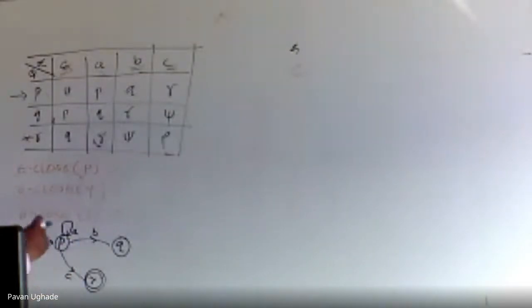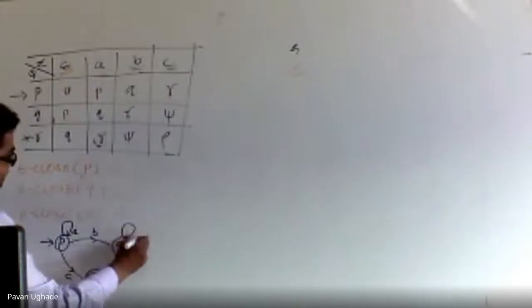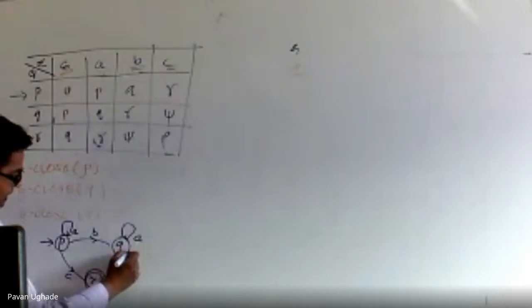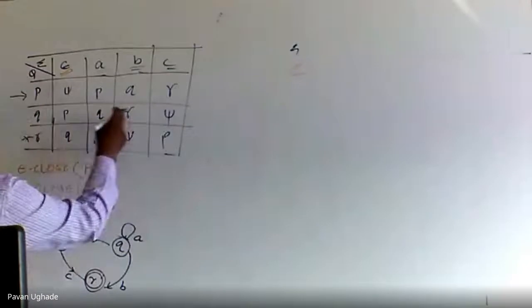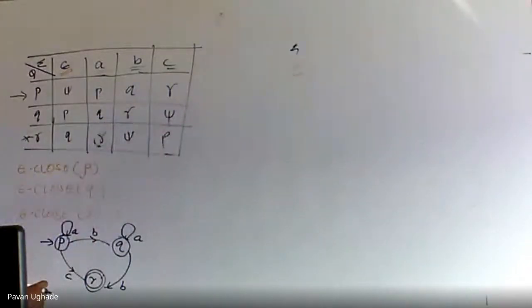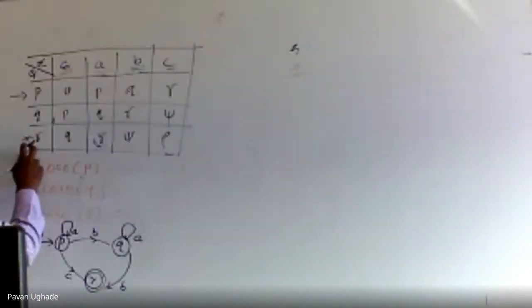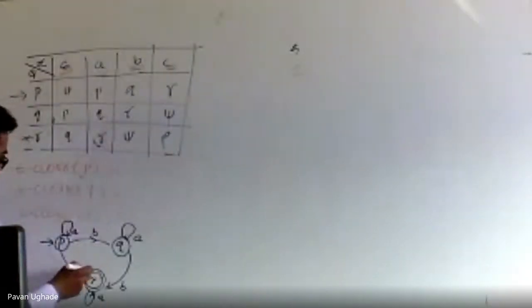Now let's take up the Q state. Q over A goes to Q itself. Q over B goes to R. Q over C is phi. Since it is epsilon, no need to have any transition over the alphabets. Then R over A goes to R. R over B is phi, no issue. R over C is going to P.